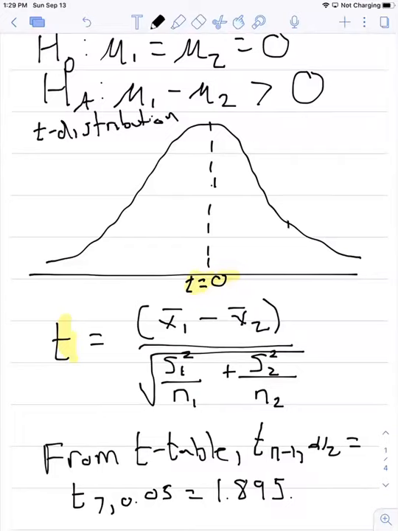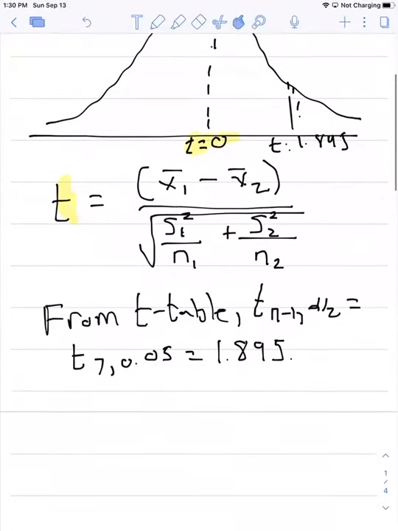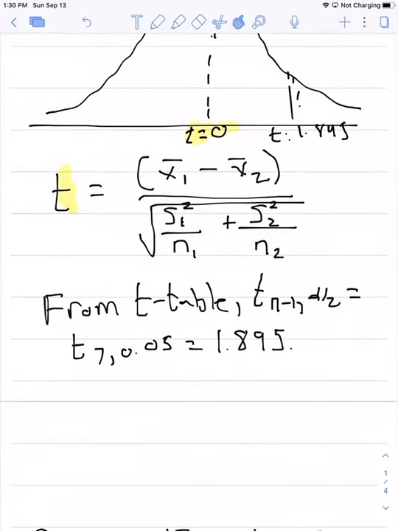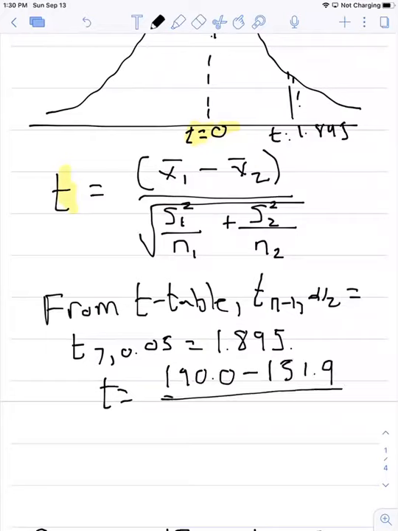And so we can draw where that might be on our graph. Here is where t equals 1.895, right at this spot here. And so now we can calculate the test statistic to find out where our value of t lies relative to these other values. And so here we have all of the data. We know that t is going to equal 190.0, that was the mean of fertilizer A in bushels per acre, 190 bushels per acre, minus 151.9, that was the mean for fertilizer B.